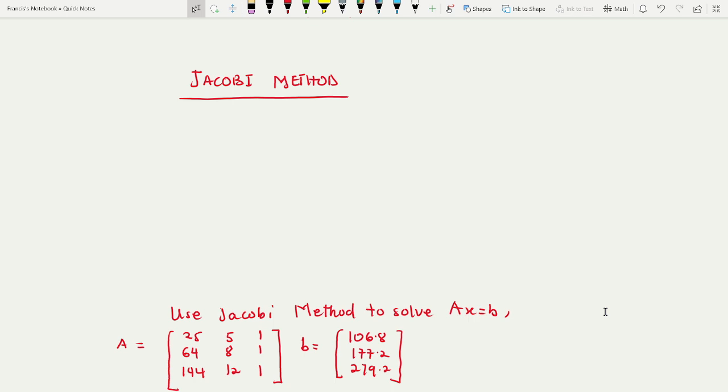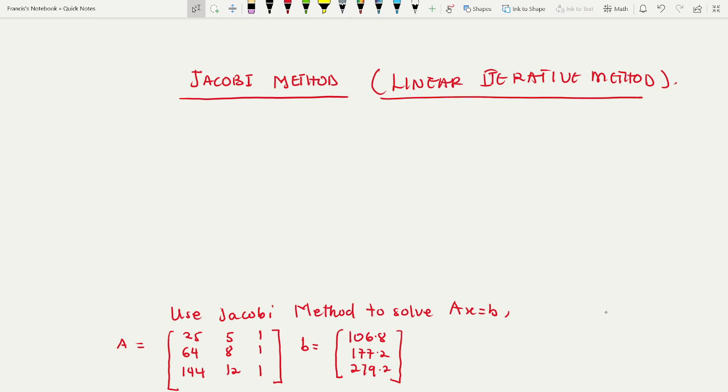In this video, I'm going to take you through the Jacobi method. This is the first method under linear iterative methods. In this method for solving systems of equations, it deals with guessing the solution of the system before you solve. So you just guess, then you use the guessed solution to perform a series of iterations.